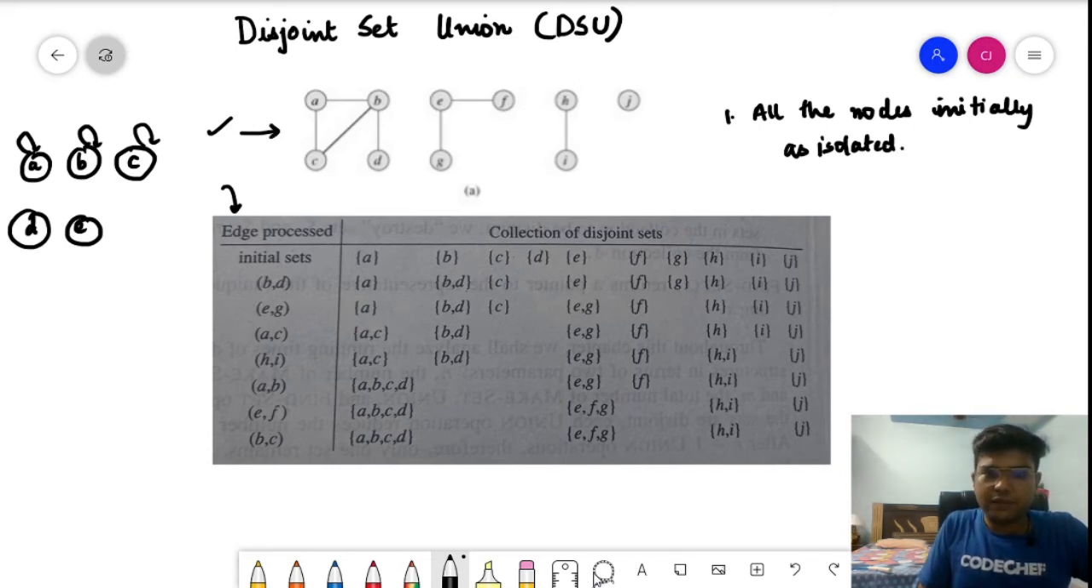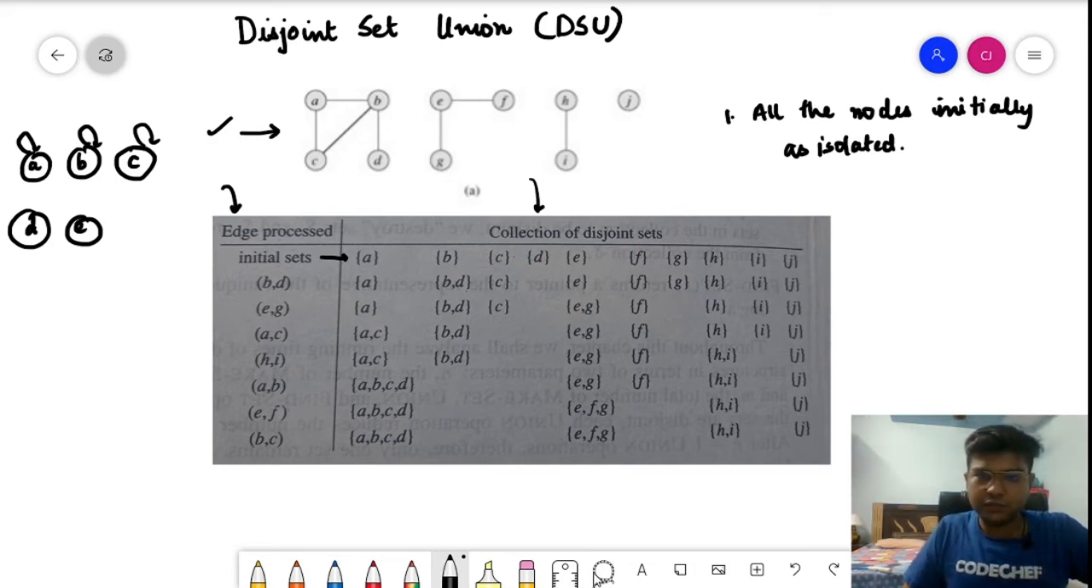As of now, we only have the nodes, and we know that these are isolated. Now we are forming the collections of disjoint sets, and at last we'll get the answer. But as of now, in the initial set, all the nodes are isolated: A, B, C, D, E, F, G, H, I, J.